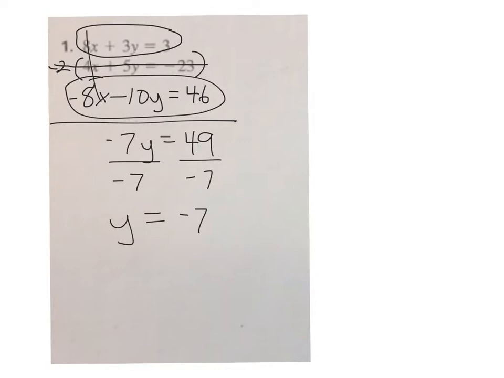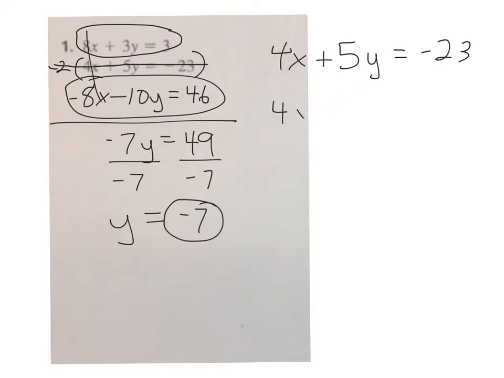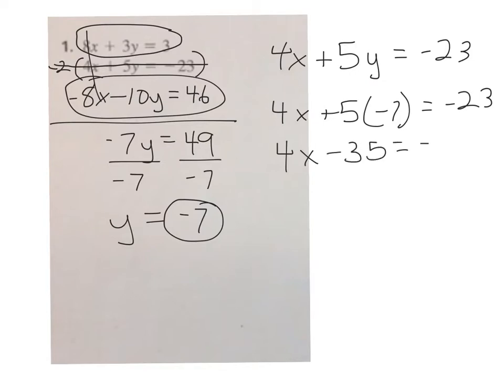Now, to find out what my x value is, I'm going to have to plug this in for y in one of the equations. Let's use the bottom equation. So I have 4x plus 5y equals negative 23. And remember, I'm going to take this negative 7 and plug it in right here for y. So I'd have 4x plus 5 times negative 7 equals negative 23. 4x minus 35 equals negative 23.